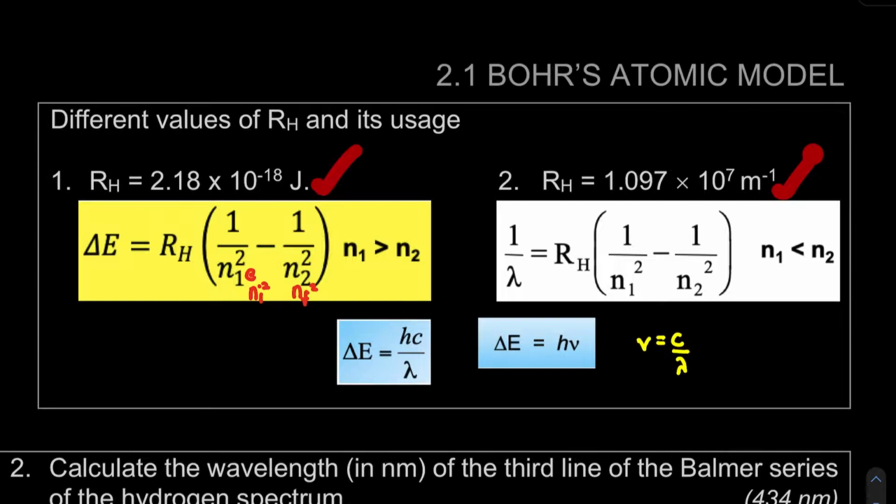It depends. If you use delta E, ingat delta E ni because we're talking about joule. So kita kena guna RH yang involving joule jugalah, which is 2.18. If you're using 1 over lambda with length, maksudnya length kita, panjang kita is meter. So sebab tu dekat sini we use this RH 1.097 exponent 7 per meter.